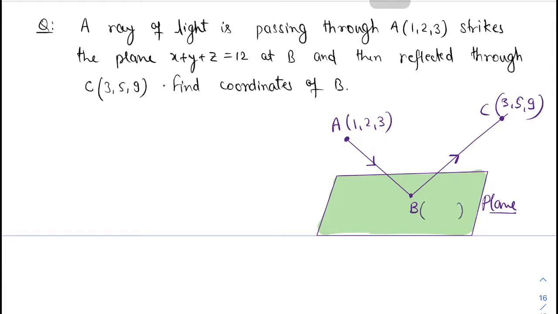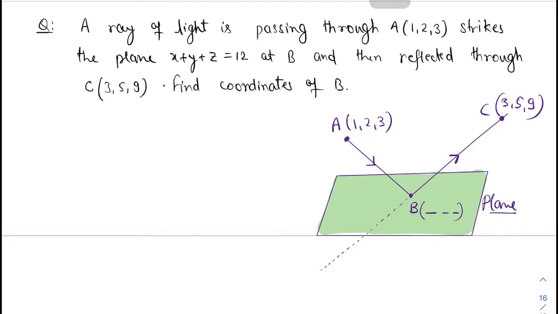We are asked what the coordinates of this point B, the point of incidence, are. If somehow we are able to find the equation of line BC, then by solving that line with the plane we can get the coordinates of the point B. So let us try to write the equation of line BC.